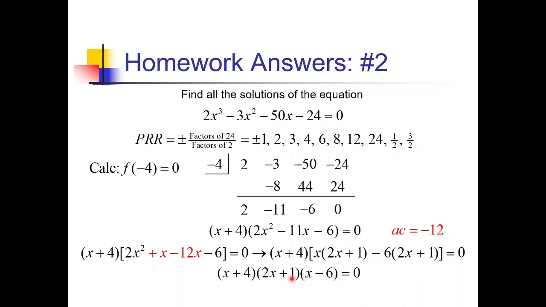Now that it's fully factored, I can go through and just get the zeros out of this. So if x plus 4 equals 0, then x equals negative 4, which we actually already found earlier on. For 2x plus 1 equals 0, I can subtract 1 and divide by 2 to get negative 1/2. And 6 minus 6 zeroes out that last factor. So those are my three answers for this one.